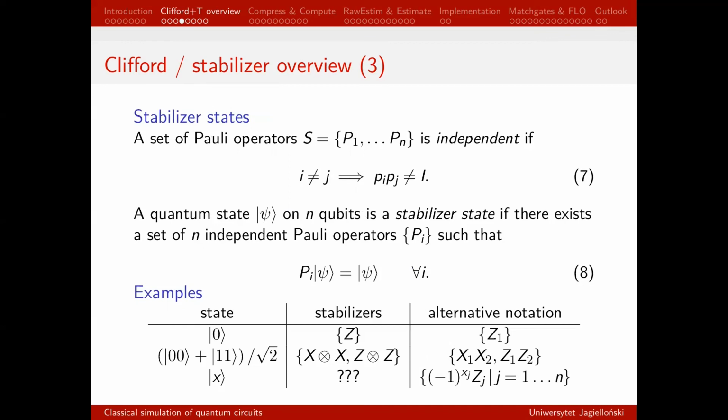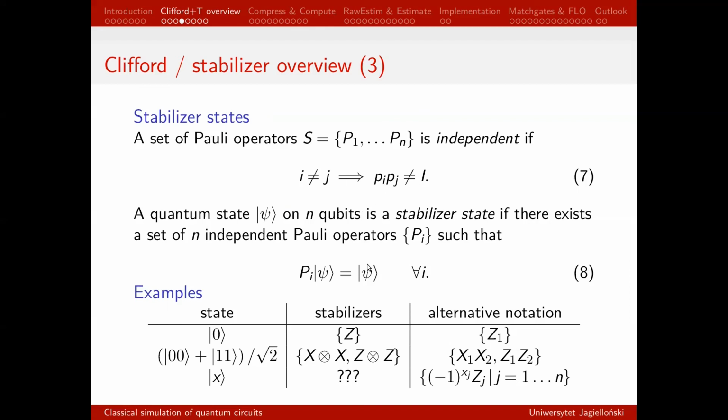Okay, so I say a state is a stabilizer state if I have n parity operators which map it to itself. So it's an eigenvector of each of these operators with eigenvalue 1. And it's important that these are independent, otherwise there's more freedom than I want to allow.